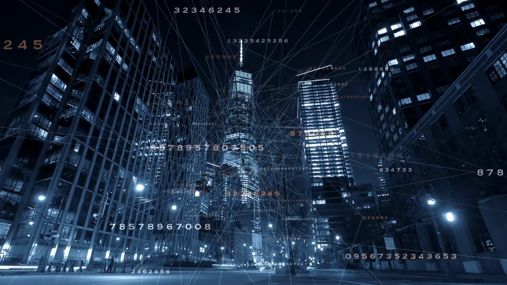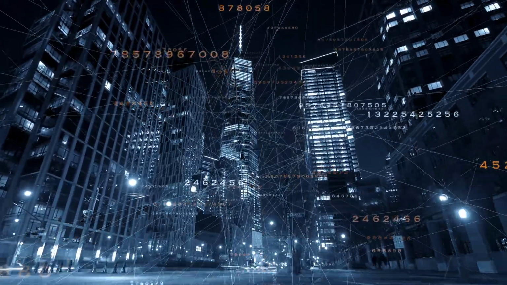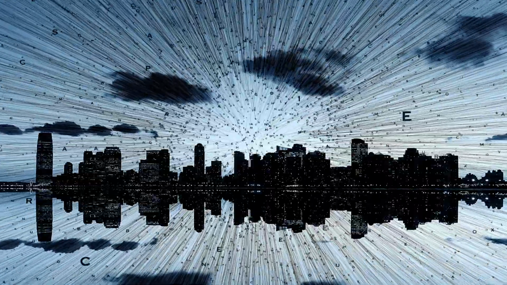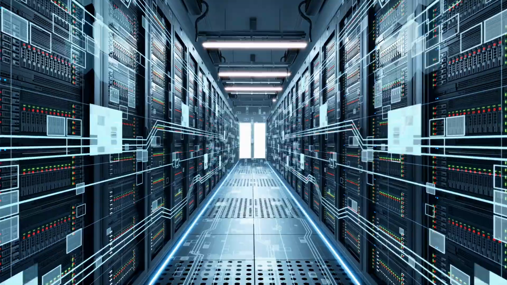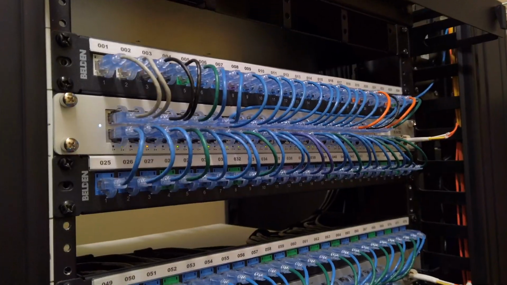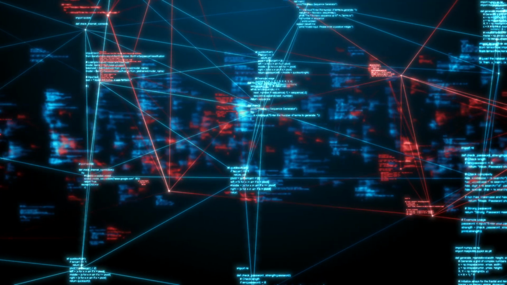And as if that wasn't challenging enough, the team also had to account for noise caused by classical internet traffic. This real-world complexity makes the achievement even more impressive, proving that quantum teleportation can coexist with the internet infrastructure that we use today. So why does this matter? Two huge reasons, security and scalability. First, let's talk about security.